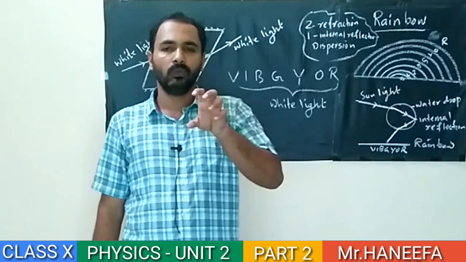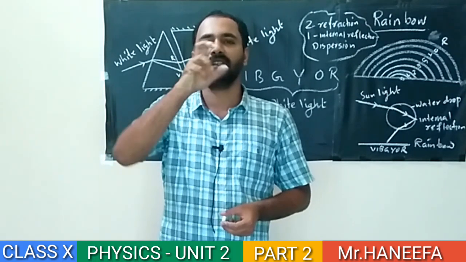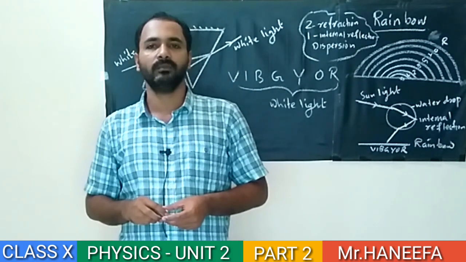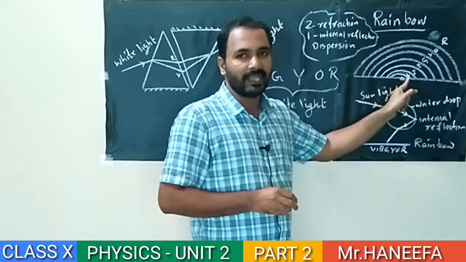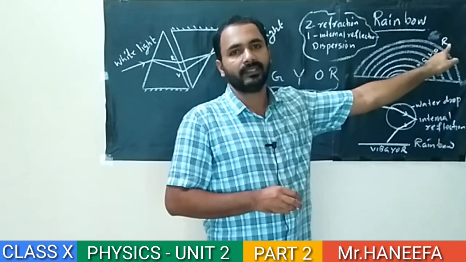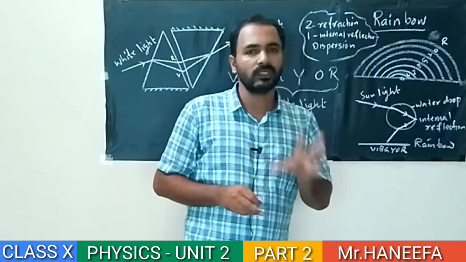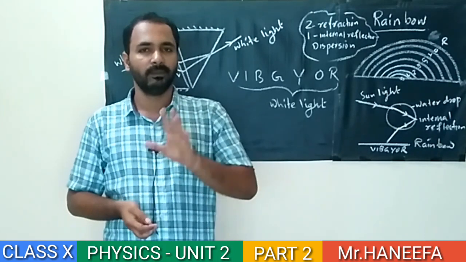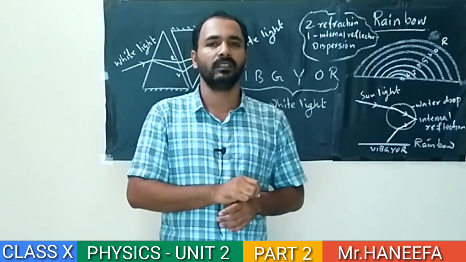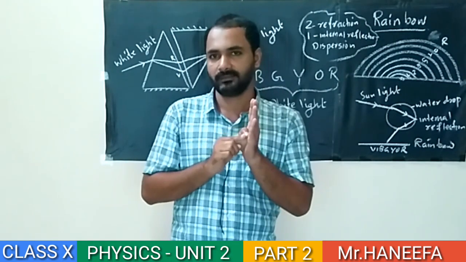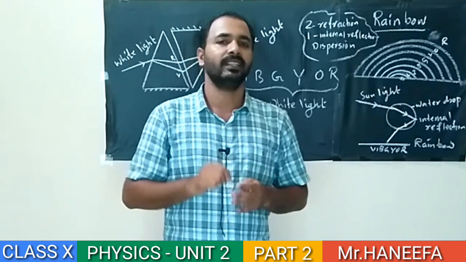So in the formation of rainbow, which color is the outer color of the rainbow? Red. Inner color is violet, outer color is red. The shape of the rainbow is bow shape. So this is the formation of rainbow. What are the points? First, rainbow is formed in the atmosphere after the rain shower. After the rain shower, there are many water droplets in the atmosphere.